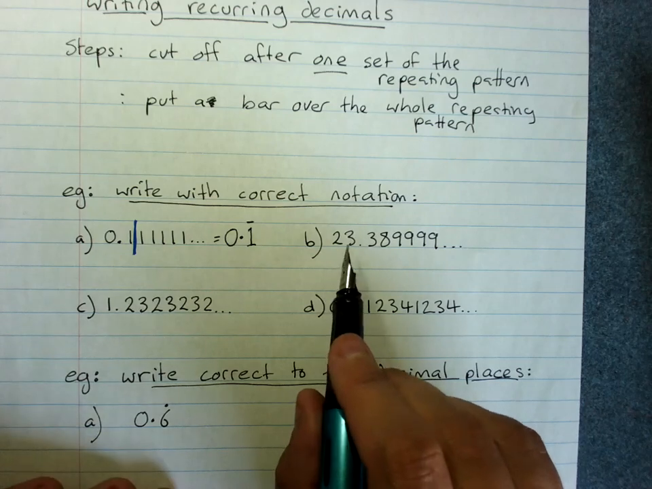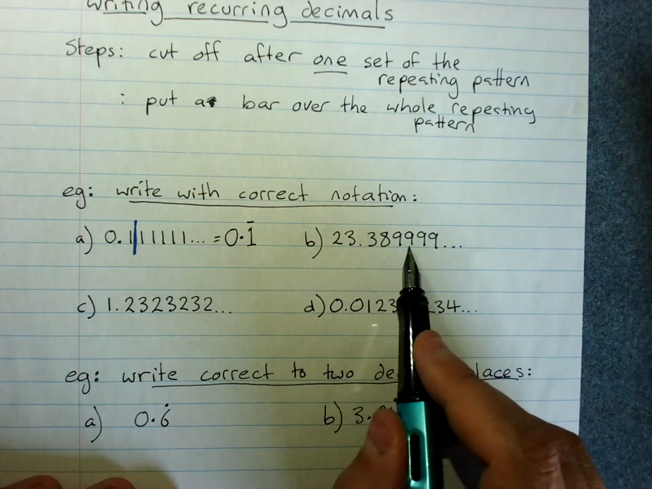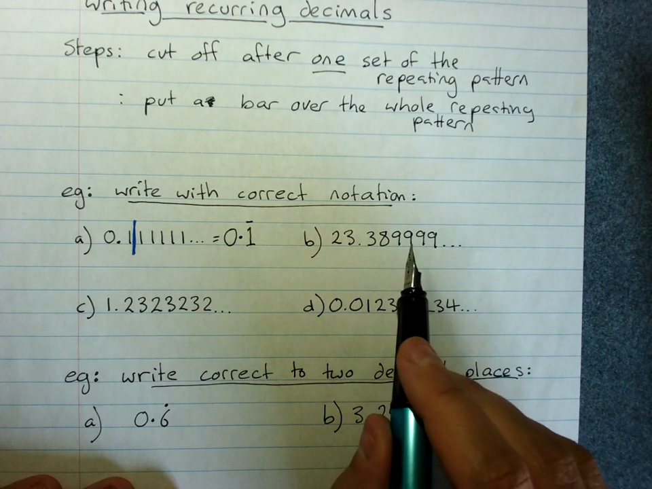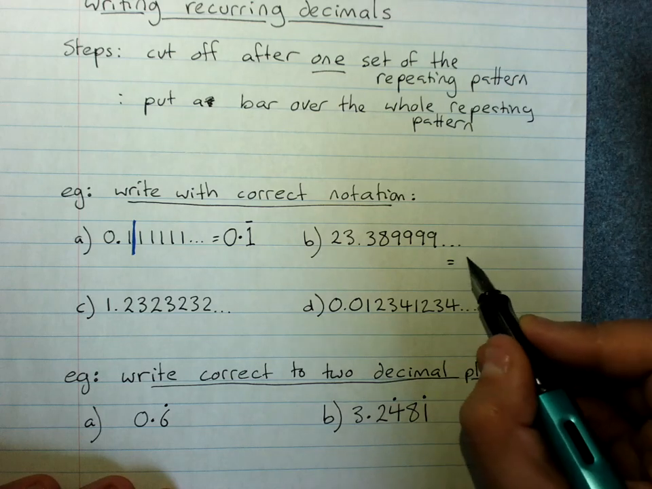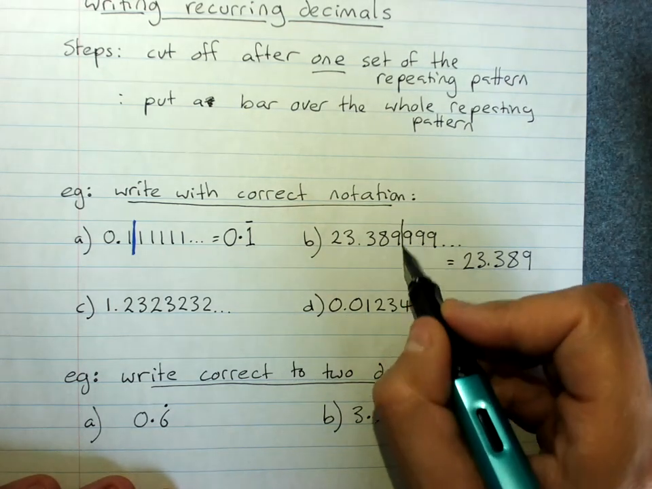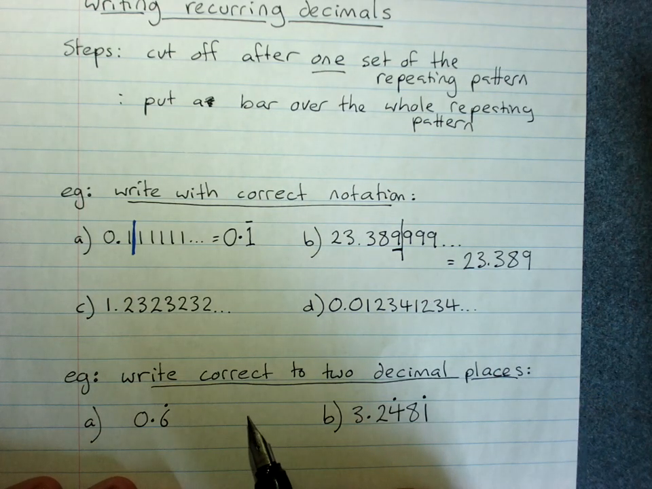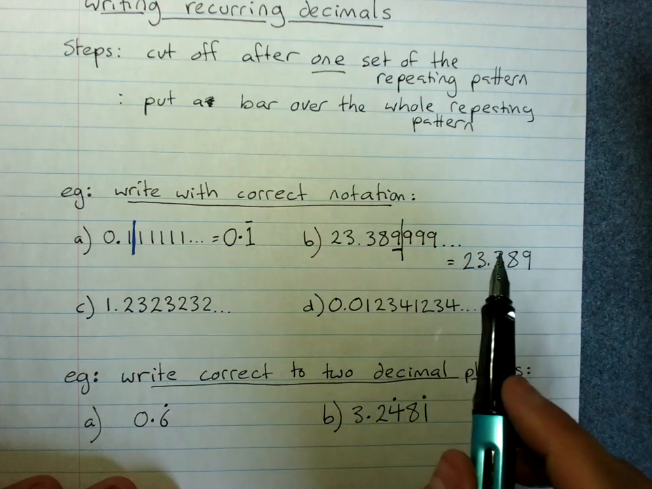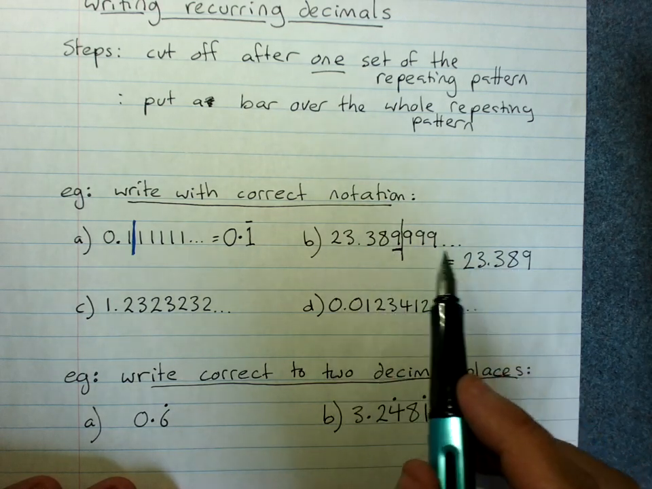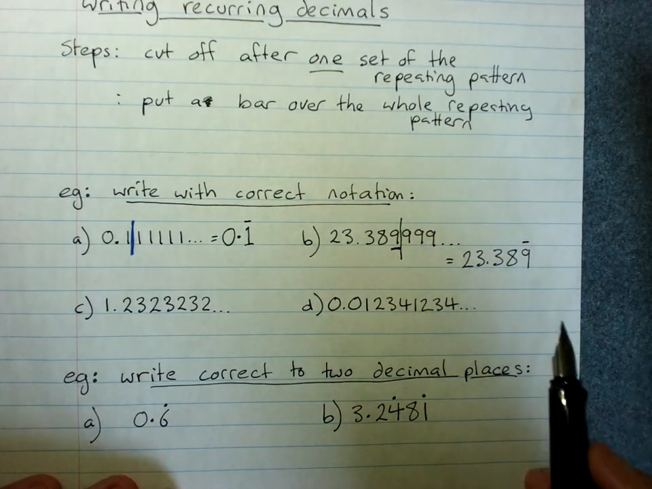Here, 23.389999, the repeating pattern is 9. But I have to write everything up to and including the first part of the repeating pattern, 23.389. So I'm cutting it off there, so I'm just giving one part of the repeating pattern. You must rewrite it. You can't just go, oh, I'll cut it off there and put a bar. Nope. Bar over the repeating pattern bit only.